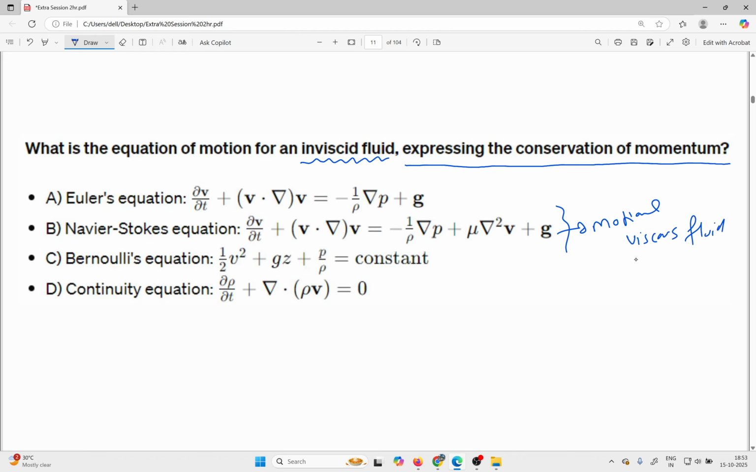But the question is asking about inviscid. That means if it is inviscid, mu will be zero, so this term will be zero in the Navier-Stokes equation. If it is inviscid, you can go with this. That is your Euler equation, which will be correct. So remember please, the Navier-Stokes equation is the motion of viscous fluid, not inviscid fluid.